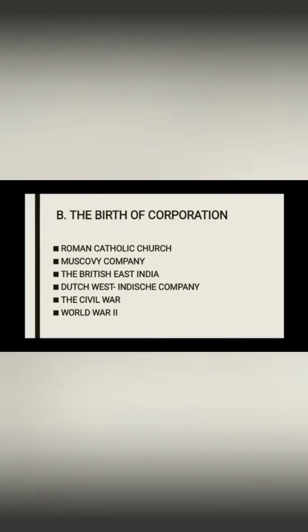The birth of corporation. First, the Roman Catholic Church. The Roman Catholic Church is the religion of the Roman Empire during the 4th century AD. It sought monopoly of spiritual power against both paganism and other religious faiths in those territories that came under its influence. Second, Muscovy Company, also called Russia Company. A body of English merchants trading with Russia.